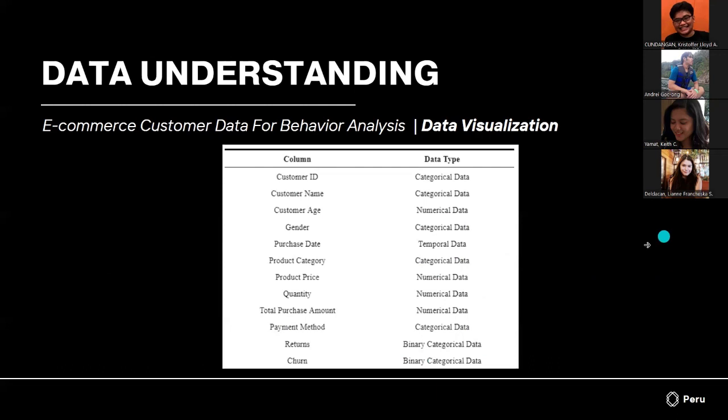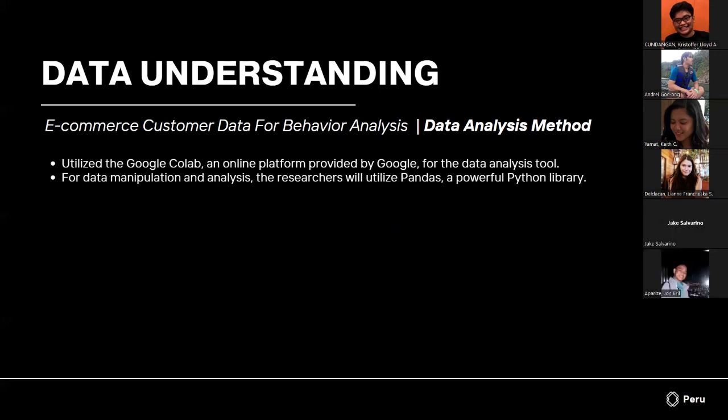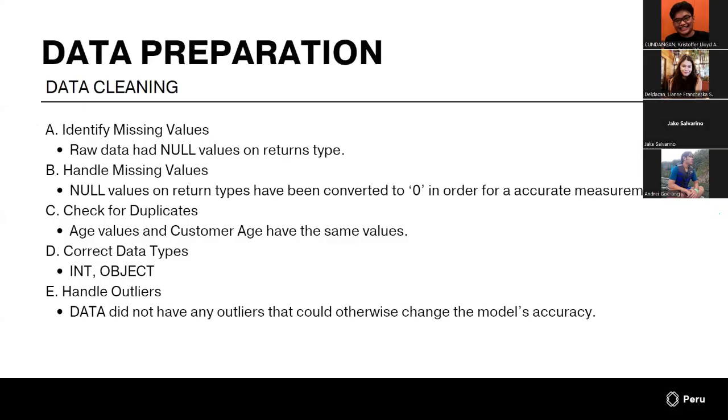Next one, for the data analysis method, we utilize Google Colab. Google Colab, or Google Colaboratory, is an open source, cloud-based Jupyter Notebook environment provided by Google, which allows users to write and execute Python code in a browser with no setup required. Aside from that, we also use Pandas, which is a powerful and prominent Python library for data manipulation and analysis.